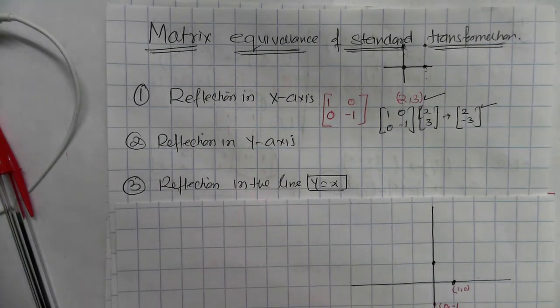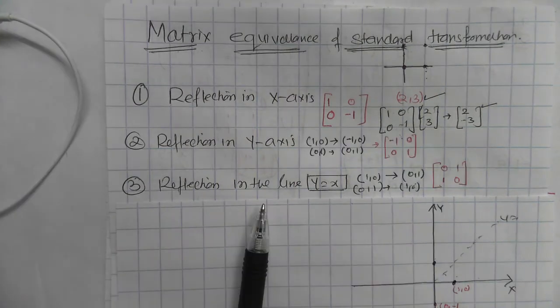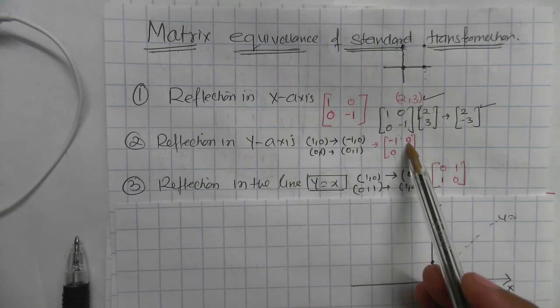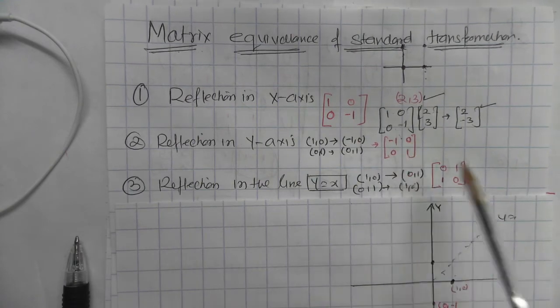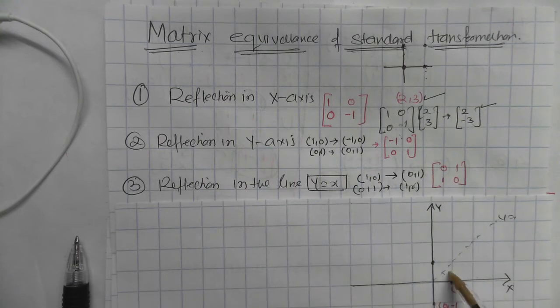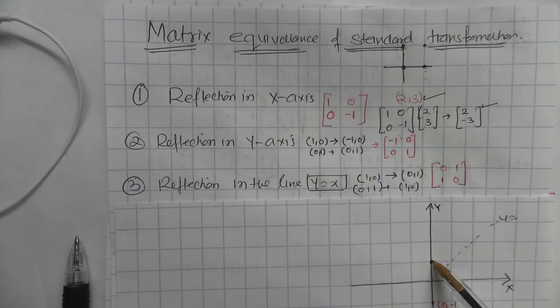Okay, so this is what I've got. The answer is [-1 0; 0 1], and over here this is [0 1; 1 0], because the line y equals x is this. Point (1, 0) will be reflected to (0, 1), and (0, 1) will be reflected to (1, 0).